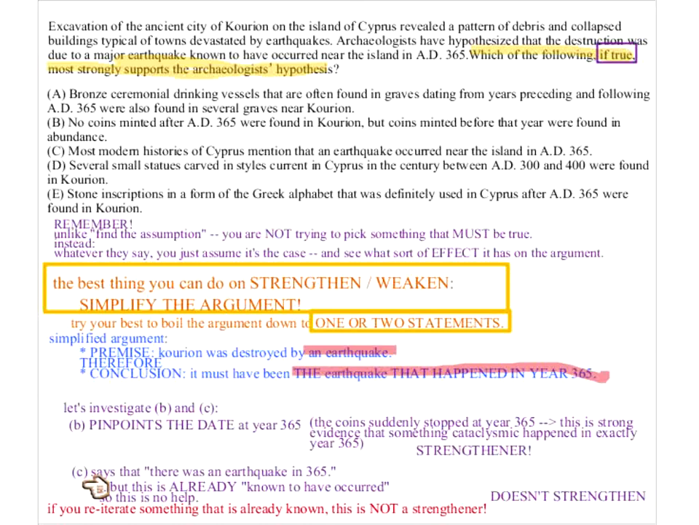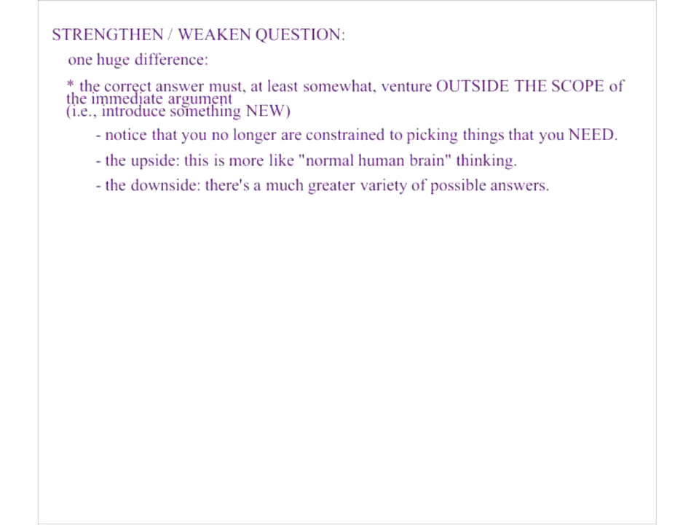Okay, I'll respond to what I think you're asking me. I think you're asking me about what we've already said here. Yeah, your correct answers have to go outside the scope, at least somewhat, because if they don't, those are not strengtheners. Okay, I mean, make sure you know this.